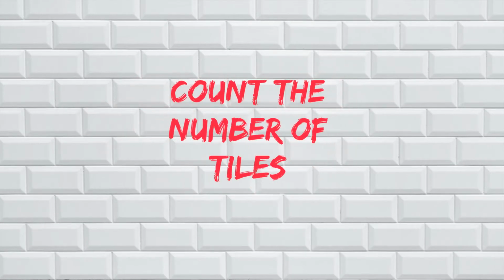Okay, let's look at an example. Say we had a wall of tiles and we needed to count how many tiles there were to replace them. Now, we could just count every single tile individually, but that would be extremely dull. So, we can do a quick estimation. The best way to do this is to count all the tiles on one side and then all the tiles on the other.